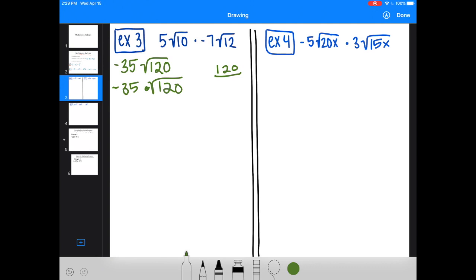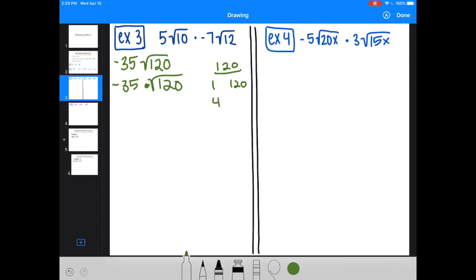So my tip for you is to go to that list of those perfect squares and check and see, are those divisible by 120? So obviously 1 and 120 would be multiples of 120. 120 divided by 4 gives me 30, okay? And that's about as high as I can go as looking at multiples that have a perfect square. I have 4. So I'm going to break up 120 as square root 4 multiplied by square root 30.